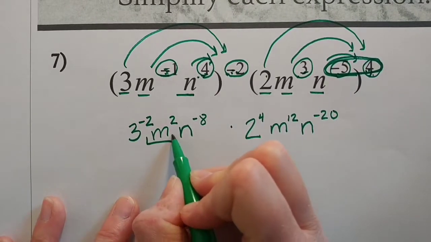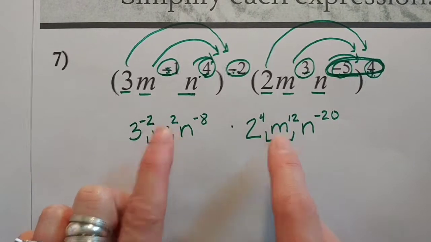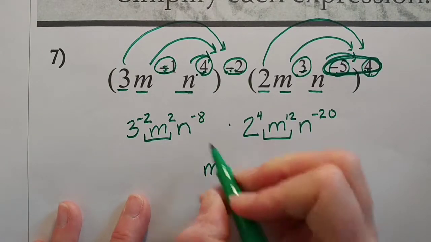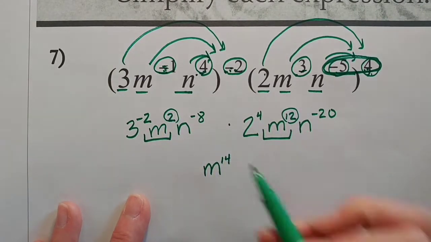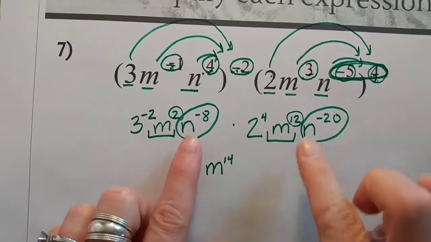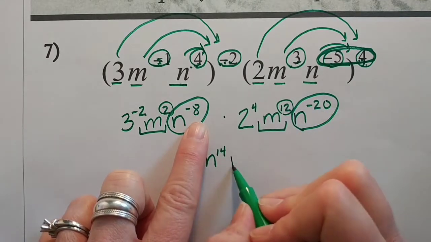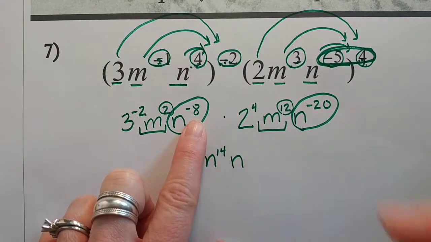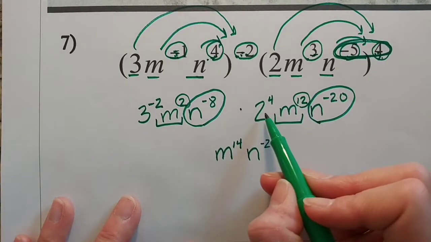But do you notice the m? I can combine the m's. When I multiply powers with the same base, I add the exponents. 2 and 12, 14. Okay, let's do the n's. When I multiply powers with the same base, again, I add the exponents. -8 plus -20. Okay, now I have 2 to the 4th.